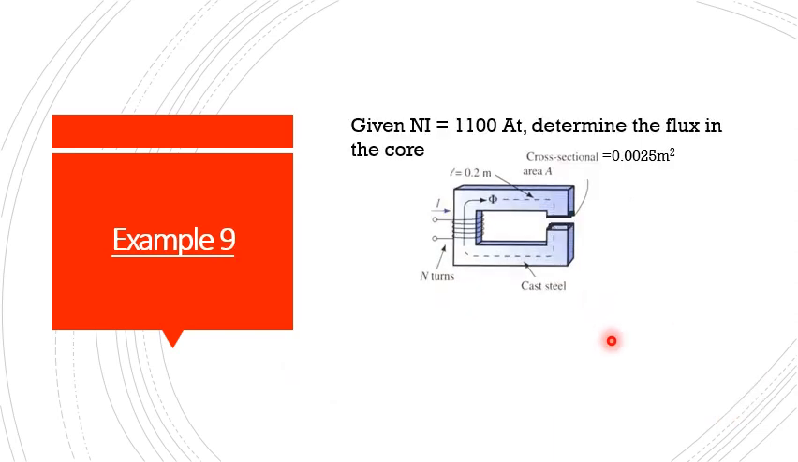Okay. But for example 9, we now have two elements. We have the core, cast steel, and also a gap. Given Ni is 1100 ampere turns, determine the flux in the core. The cross-sectional area is 0.0025 meter squared. This is the dimension.